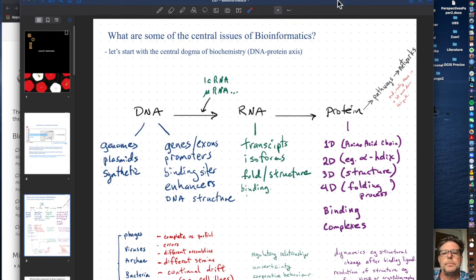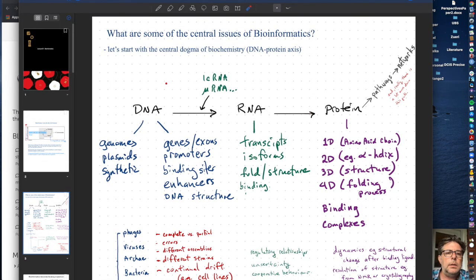Okay, so we have to organize our thoughts. I organize it along the central dogma, or the DNA-protein axis. DNA, RNA, protein. I guess this is as good a place to start as any. So let's consider just DNA for a second. Now I want you to do a thought experiment here. Imagine that you were a bioinformatician, which you will be, and your goal was to make all biological data available to interested researchers. So the question here is, well, what does that look like? What are the issues that you have to consider?